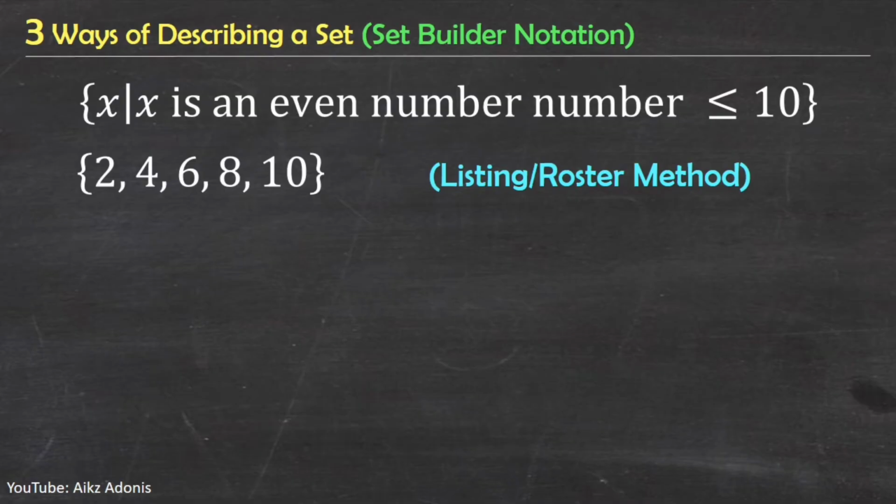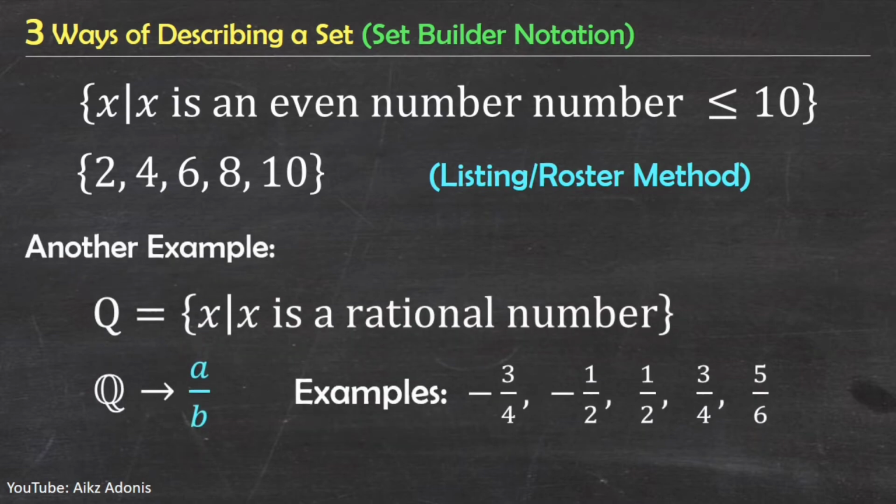So, what are the possible values of x in this set builder notation? Yes, the values of x are 2, 4, 6, 8, and 10. As you can see, this way of writing a set is the listing or the roster method. This only shows that we can use any of these ways to describe and represent a set.